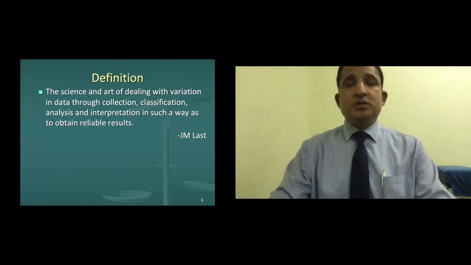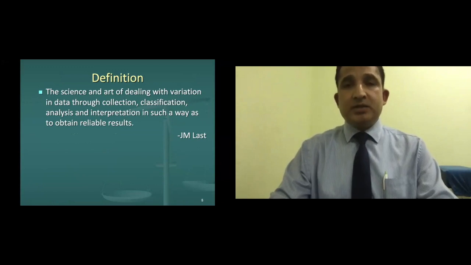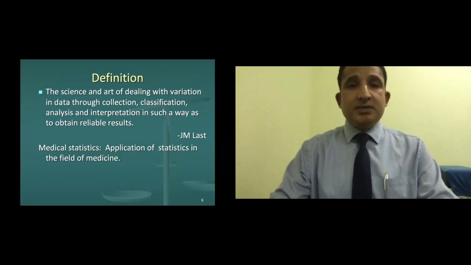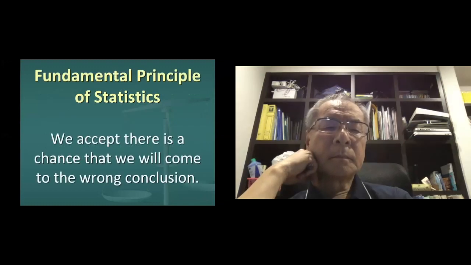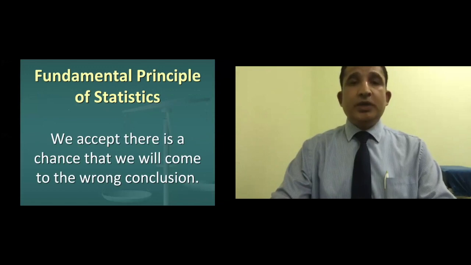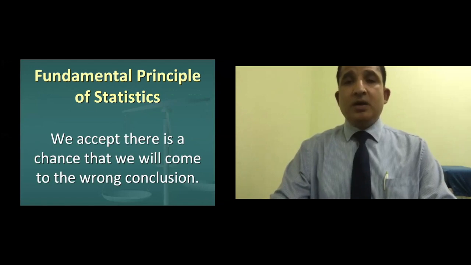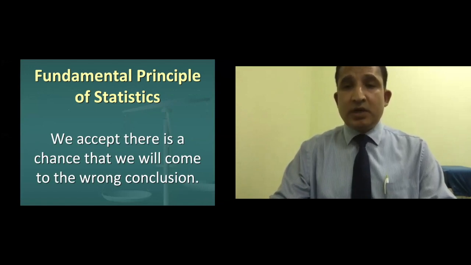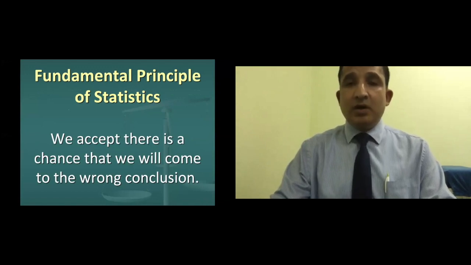How do we define statistics? This is from the famous undergraduate book of epidemiology by G.M. Bass. It is the science and art of dealing with variation in data through collection, classification, analysis, and interpretation in such a way as to obtain reliable results. This is the definition of statistics. Medical statistics is nothing but the application of statistics in the field of medicine. Let's go to the fundamental principle of statistics. This is what we accept: we accept that there is a chance that we come to the wrong conclusion. Just like when we operate on a patient, no matter how beautifully we do the surgery, we can never be certain that the patient will have a 100% positive outcome.